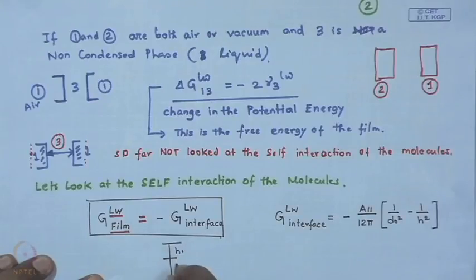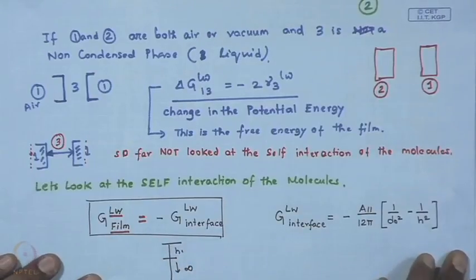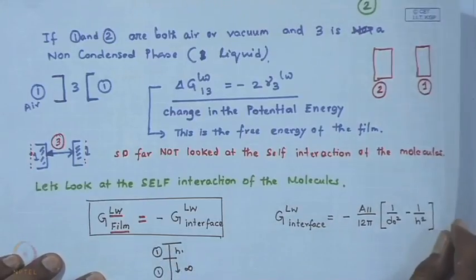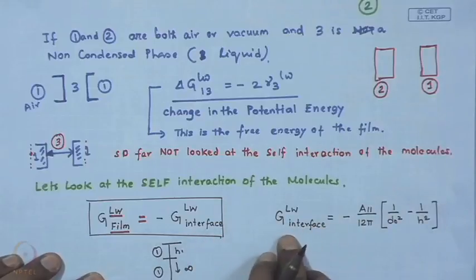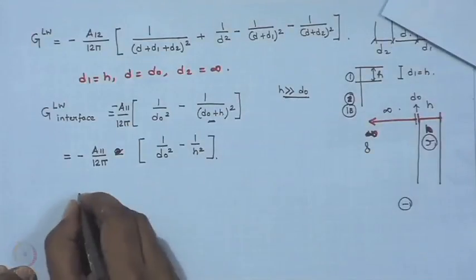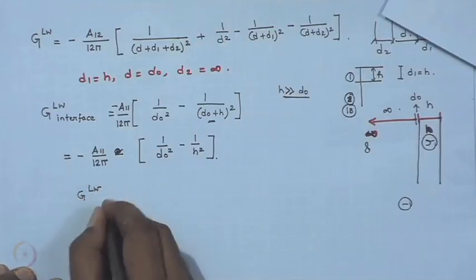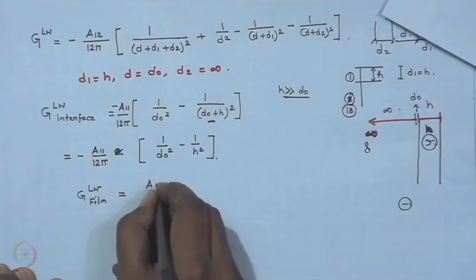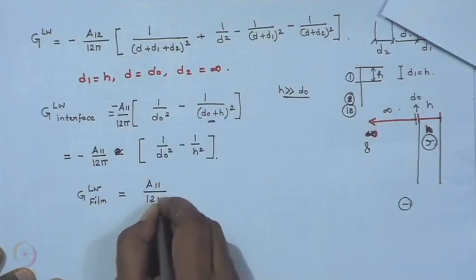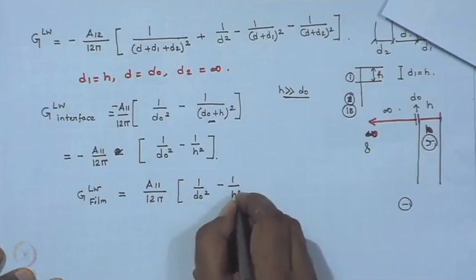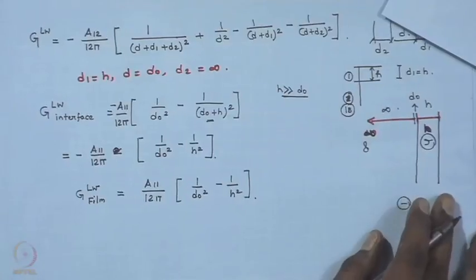So, this is h, this stretches all the way up to infinity, and this is the same material, therefore, we have A11. Therefore, since we are now able to find out an expression for GLW at interface, we get GLW of the film to be equal to A11 divided by 12 pi into 1 by d 0 square minus 1 by h square. Okay.